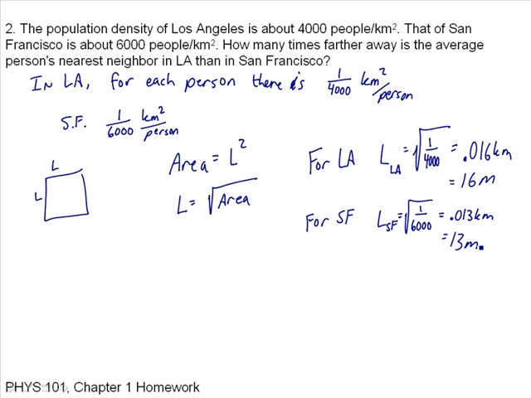And it wanted to know how many times farther away is the average person's nearest neighbor in LA than in San Francisco. So I just say L for LA over L for San Francisco. That's equal to 16 meters over 13 meters, and that's equal to 1.2. So in Los Angeles, they are 1.2 times farther away than if they were in San Francisco. So that's the answer.